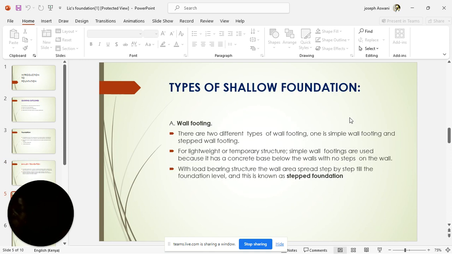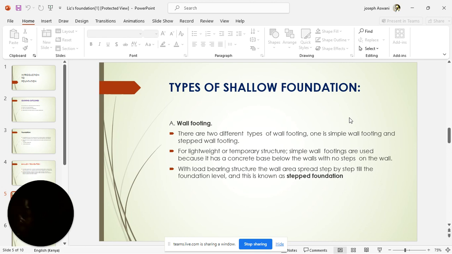Okay, now we will move on to the types of shallow foundation. Bernard, can you lead us there? Types of foundation, we have a wall footing.